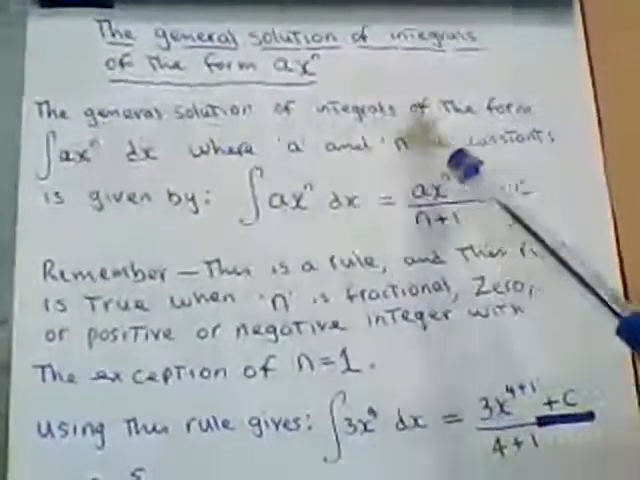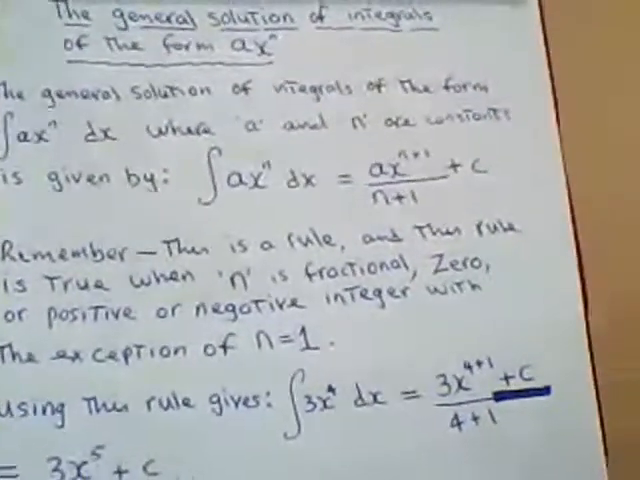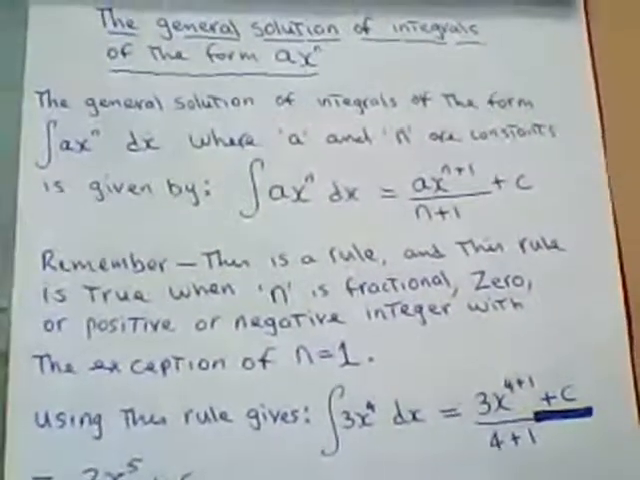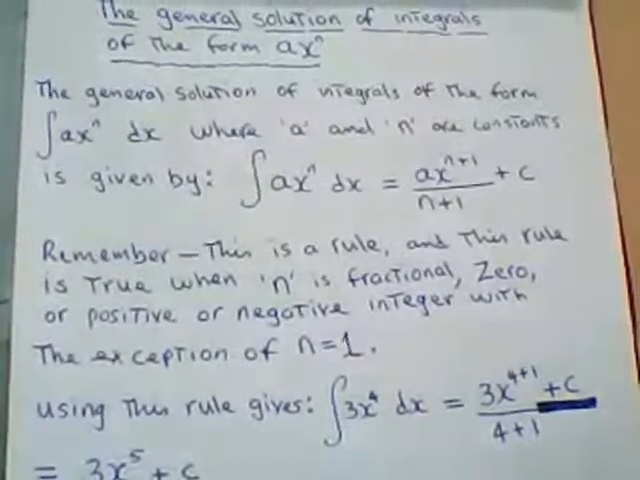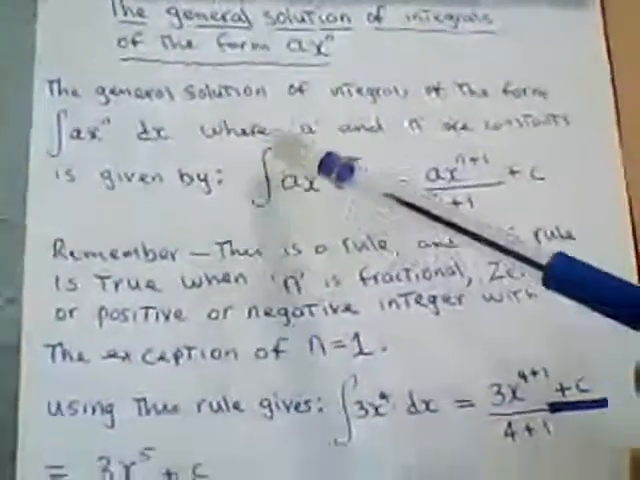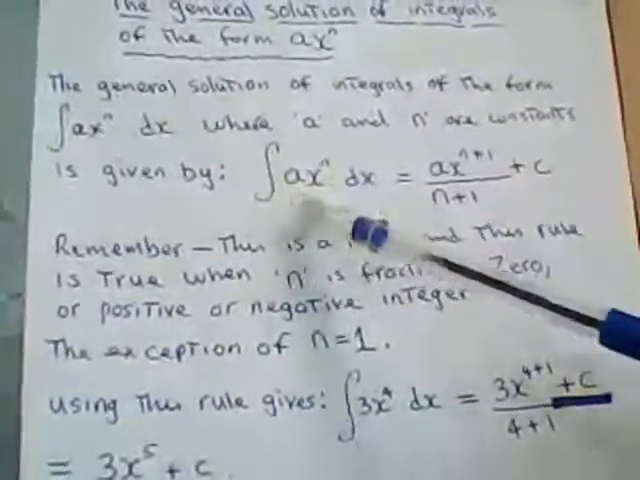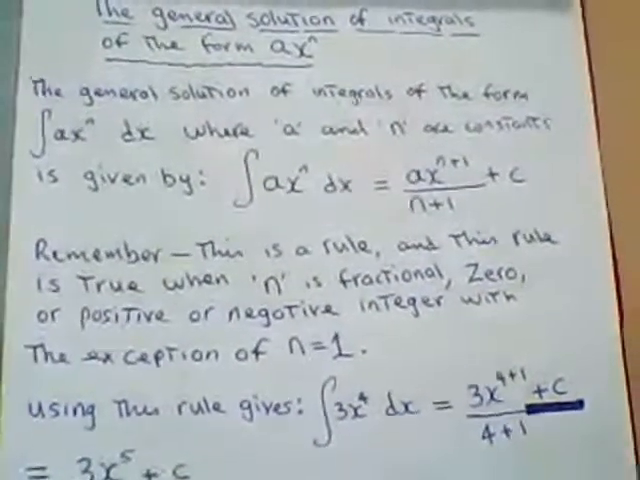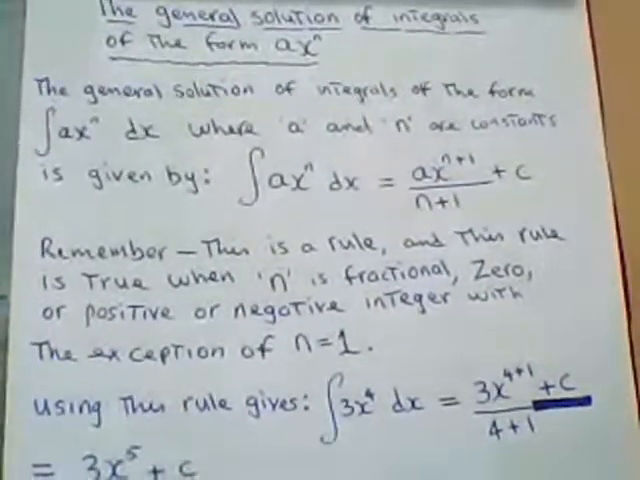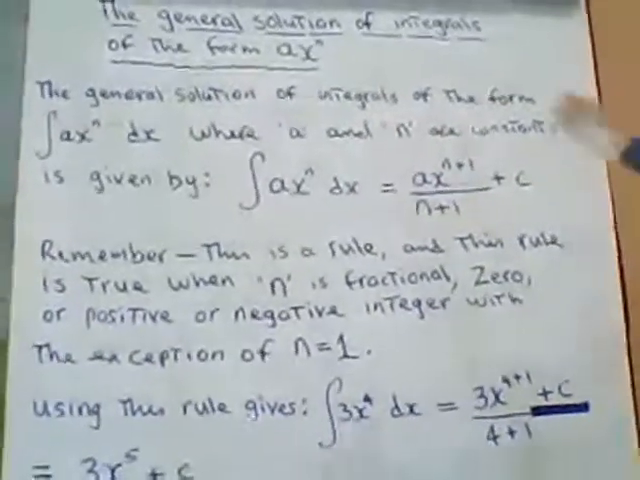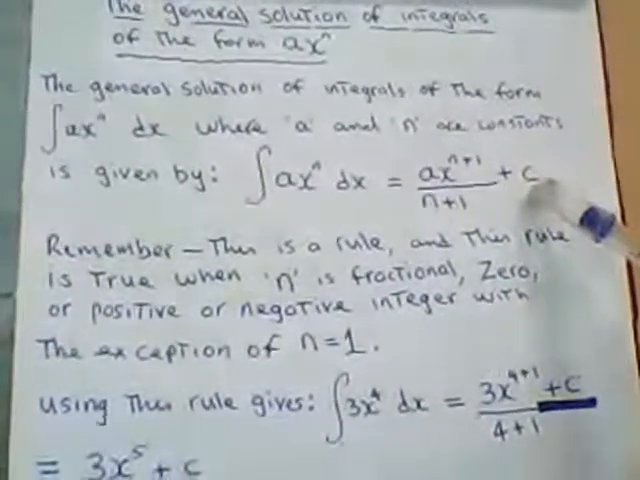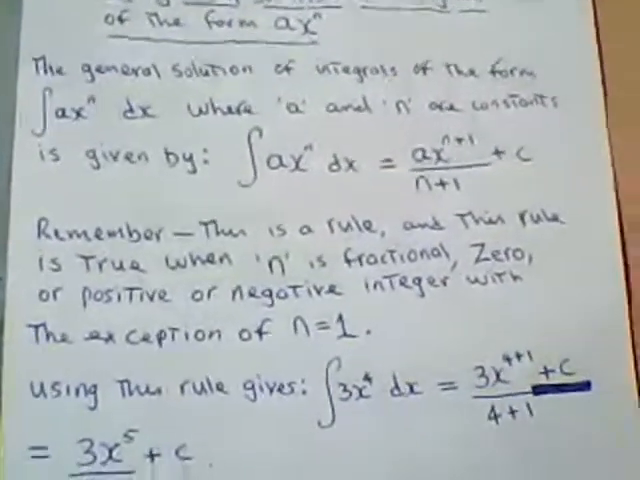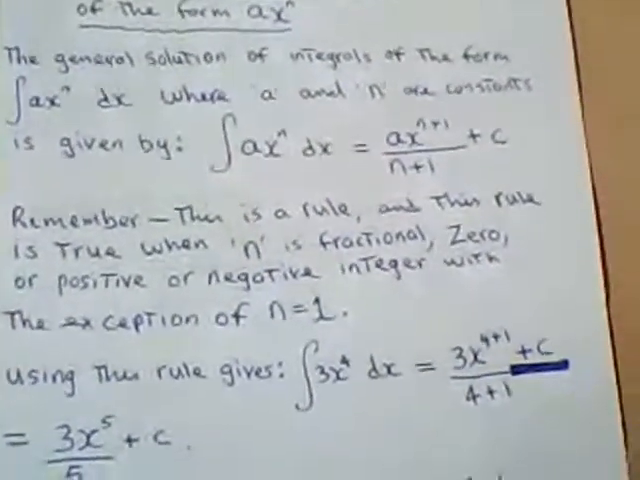The general solution of an integral of the form ax to the n dx, where a and n are constants, is given by: the integral of ax to the n dx equals ax to the n plus 1 over n plus 1, plus c. Now, c is a constant, so it can be a constant at any stage or any given value.